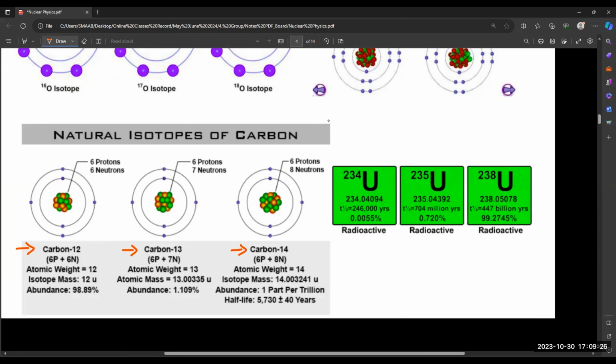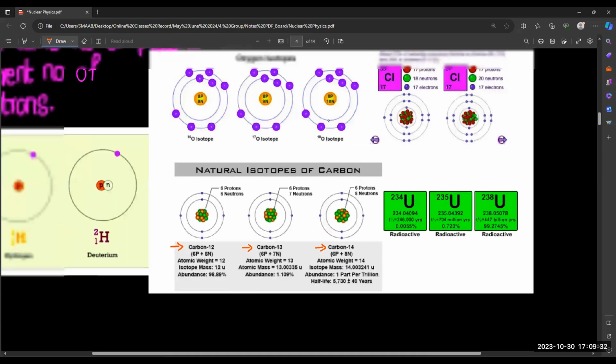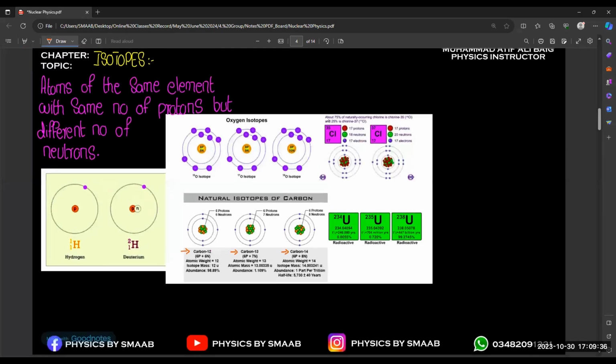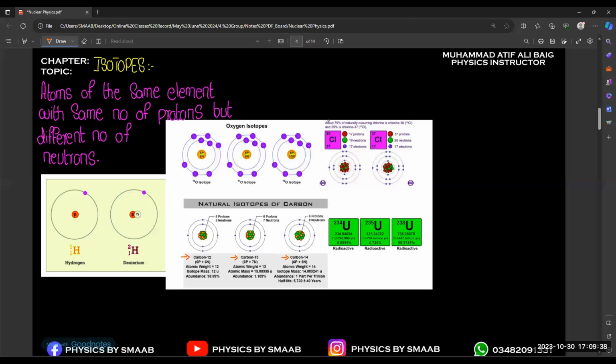and for another element, there is an example of uranium. So there are multiple examples of isotopes, but we don't need to memorize all of them. You just need to know the concept, because usually they ask for the definition of an isotope, plus they also ask you to identify the number of protons or neutrons from the given diagram or from the given example. Okay.